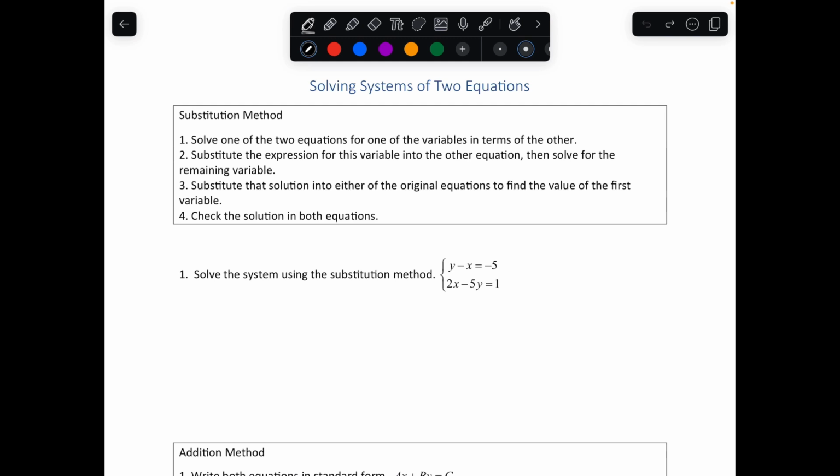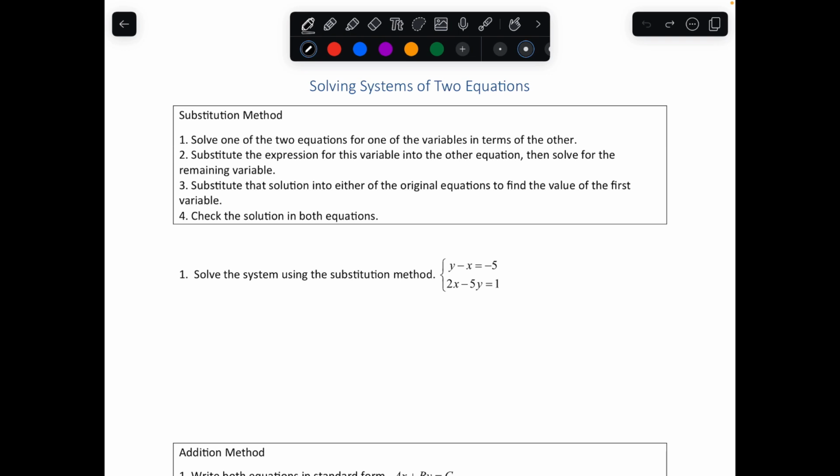In this video we're going to talk about solving systems of two equations. Now, what exactly is a system of two equations? As the name suggests, there are two equations, and the system just means that they're paired together. What does it mean to solve a system of two equations? It just means that I want to find an x value and a y value such that both of my equations are true at the same time. If I can find such values for x and y, then we have a solution to our system.